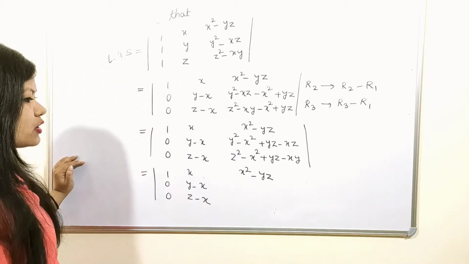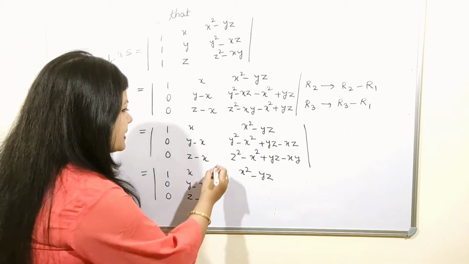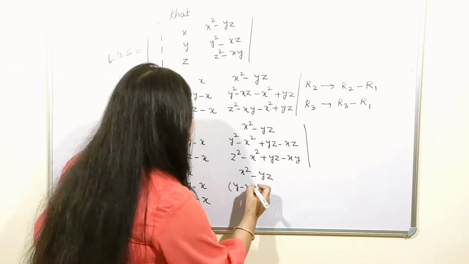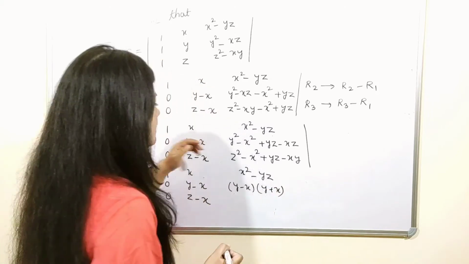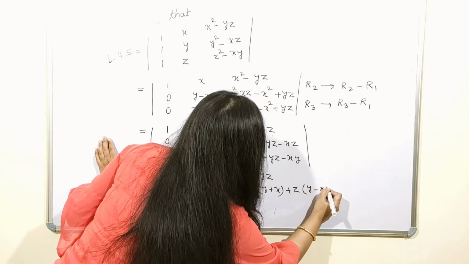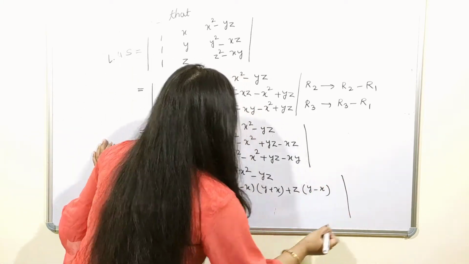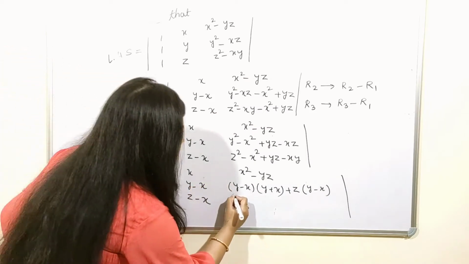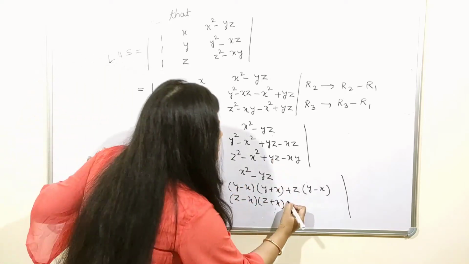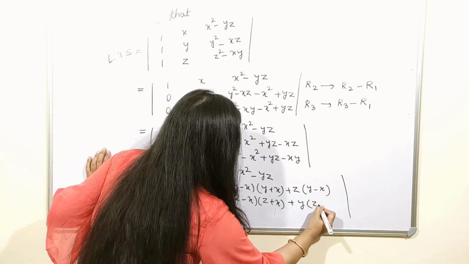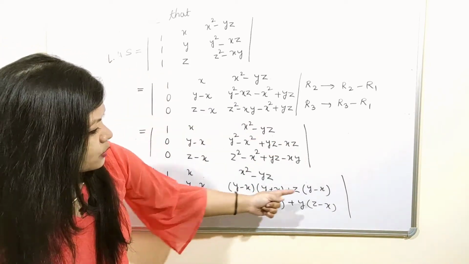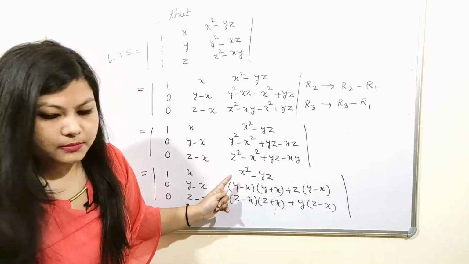We know that a square minus b square equals a plus b into a minus b. We can write y minus x into y plus x. Then here z is a common value with y minus x. Then z minus x into z plus x, and y is a common value with z minus x. So you can see that here y minus x is again a common value.